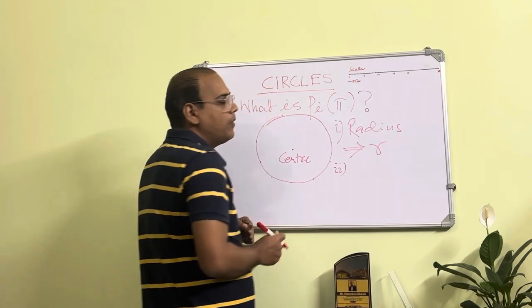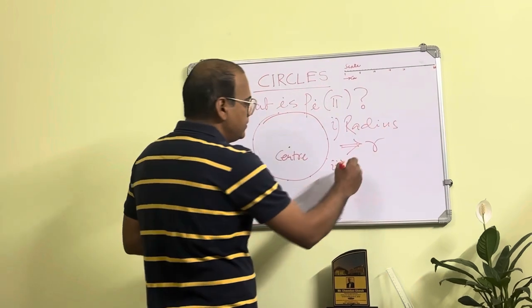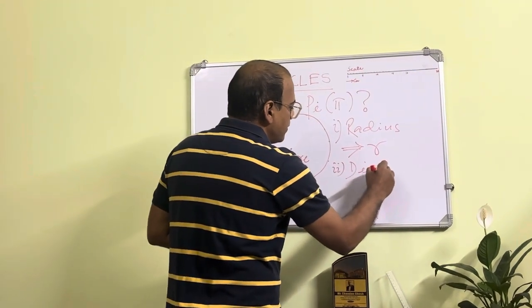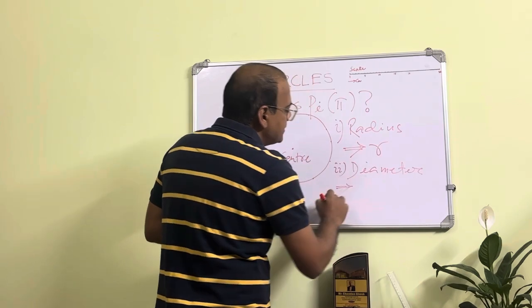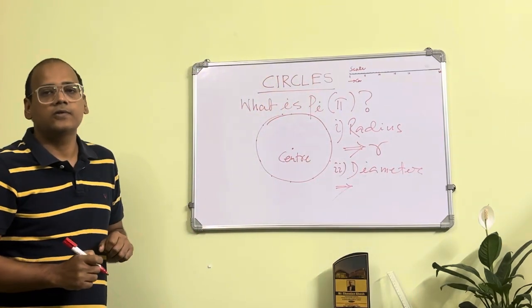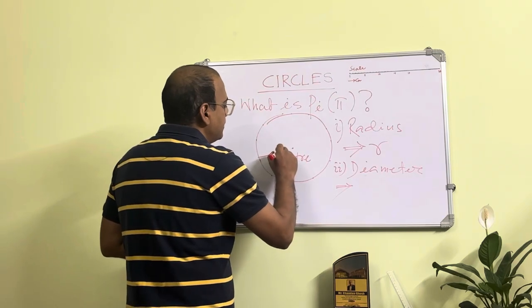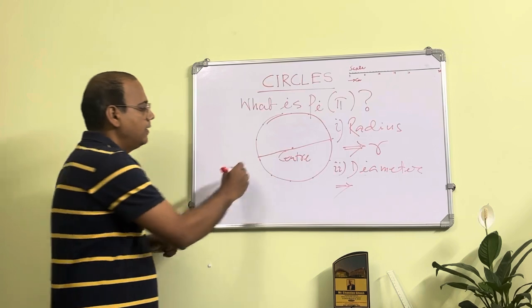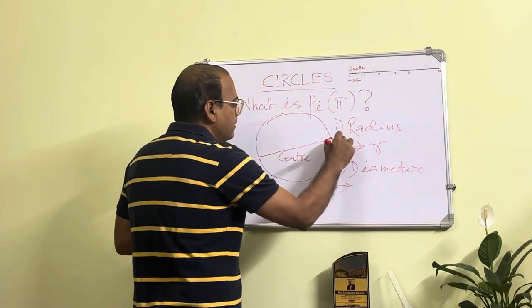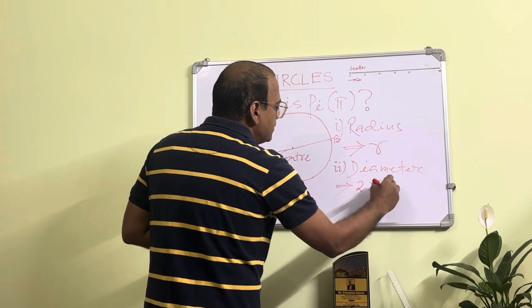The second property of the circle that we'll go over is diameter. The diameter is basically the longest distance across the circle. So this is the center and the line connecting through this center, let's say AB, this is the diameter, and the diameter is 2 times the radius.